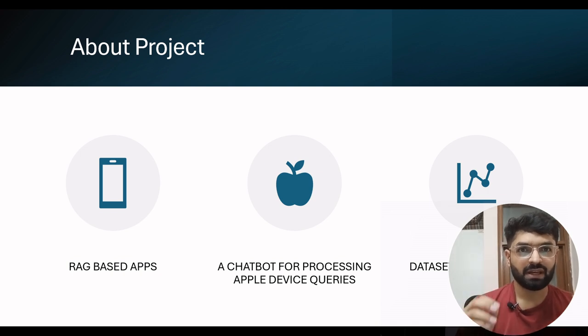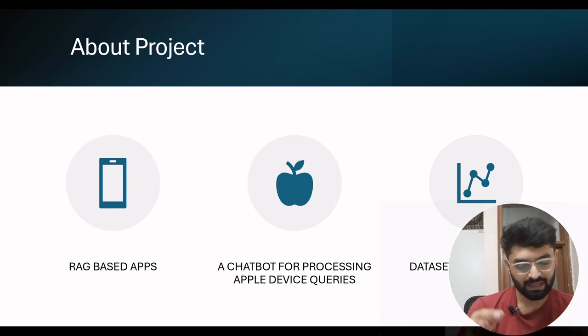But the very obvious question is, if I want to get some queries related to Apple devices, I'll go to any language model and give my prompt and it will be able to generate the response. Let's say I go to ChatGPT and I search how to take a selfie on iPhone. ChatGPT would be able to give the response based on your query, isn't it? So why is building such a chatbot important?